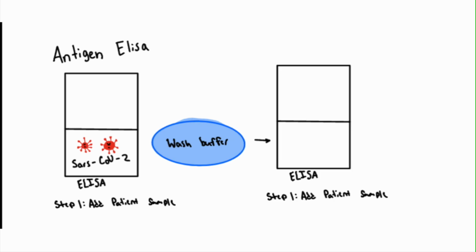For step 1, we add a patient sample to the well. This sample may contain viral proteins, but also many other proteins. All of them stick or absorb to the plastic surface of the well. We rinse with a wash buffer to remove unbound materials and block any leftover open areas.